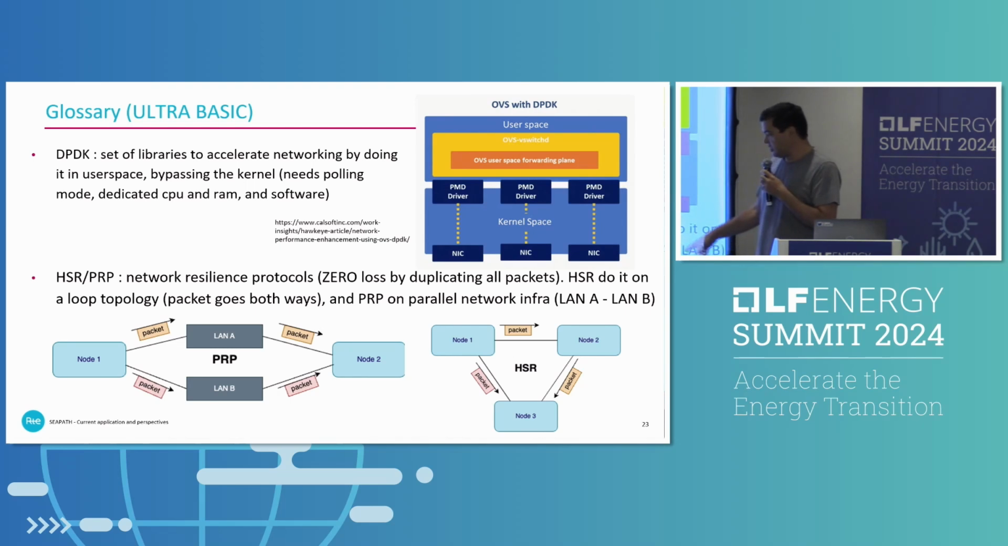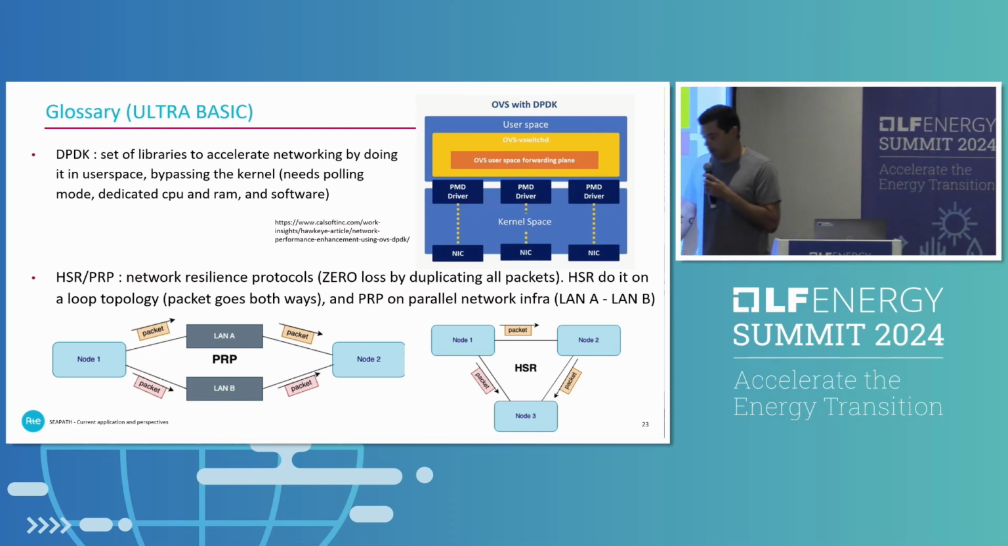The difference between HSR and PRP: with HSR, when you have a loop topology, you don't need any switch or any hardware. You just connect the machines together. One packet will go in one direction, the other packet in the other direction. In the end, the recipient node will deduplicate and only keep one.